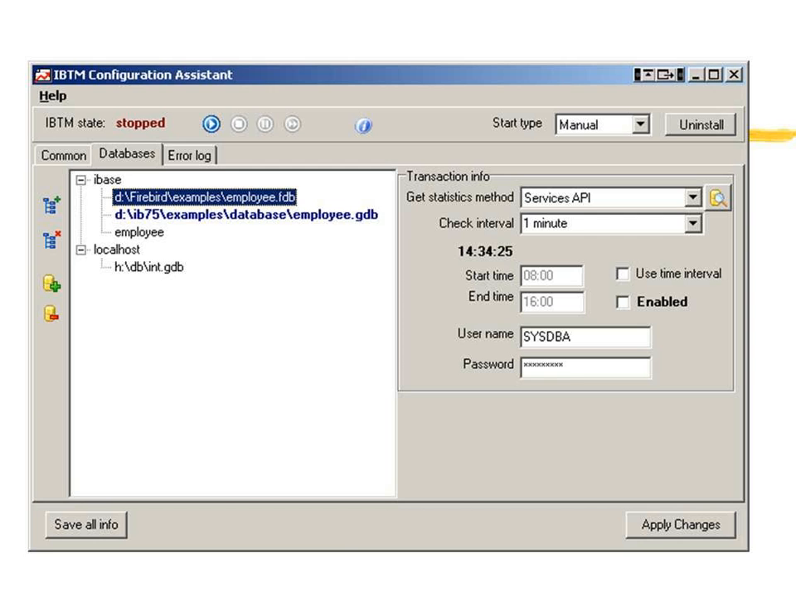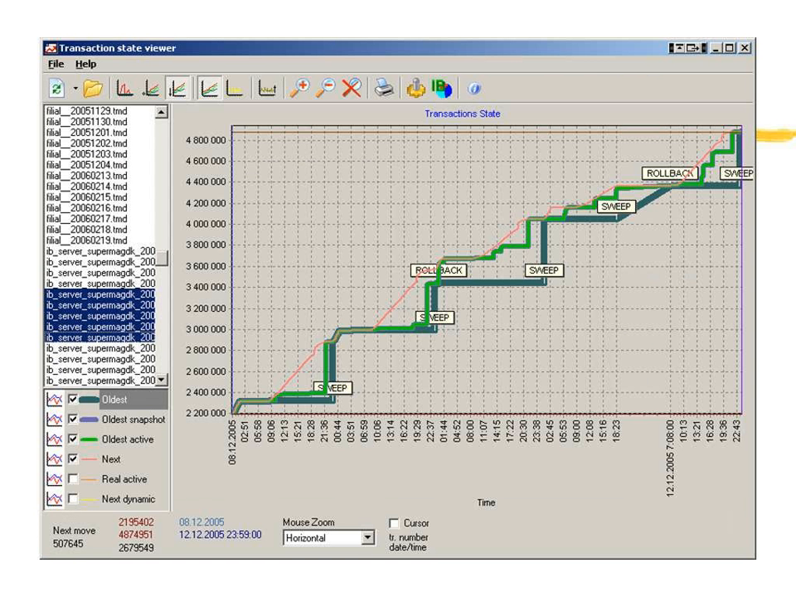Let's see the example. This is statistics for maybe 1, 2, 3, 4, 5 days. You can view as many days as you wish on the same graph. So you can see when something unusual happens with your database.